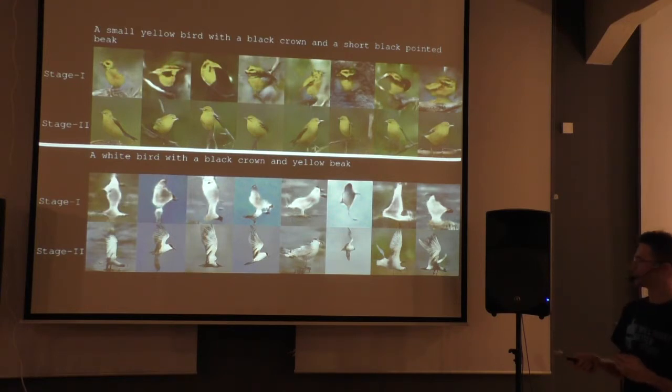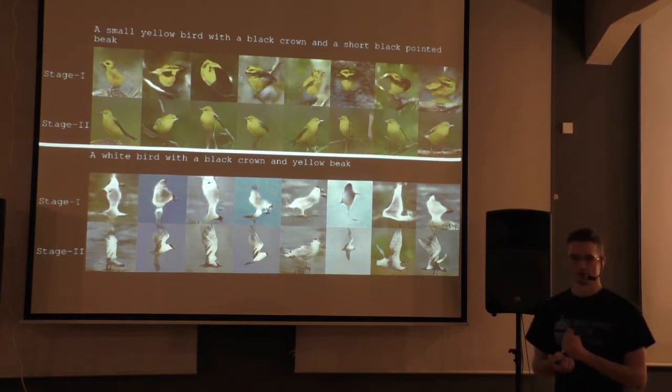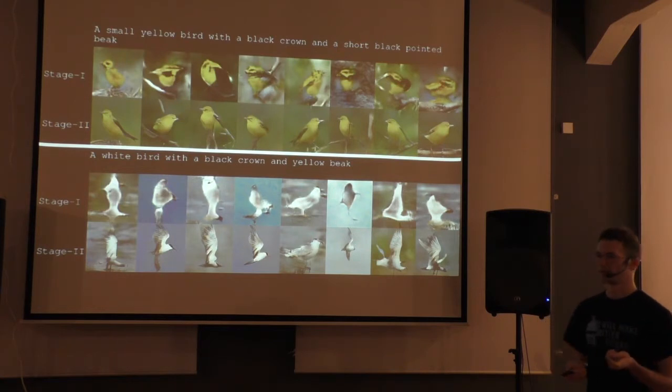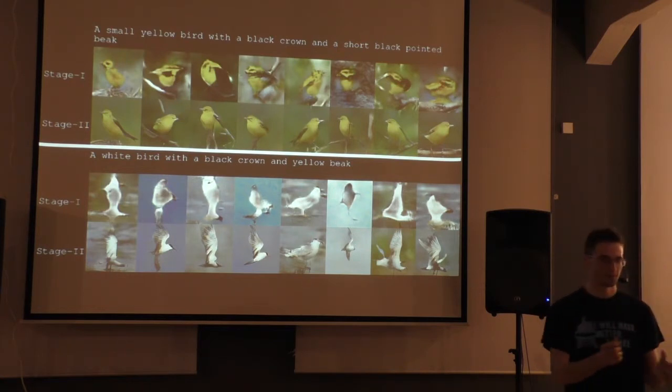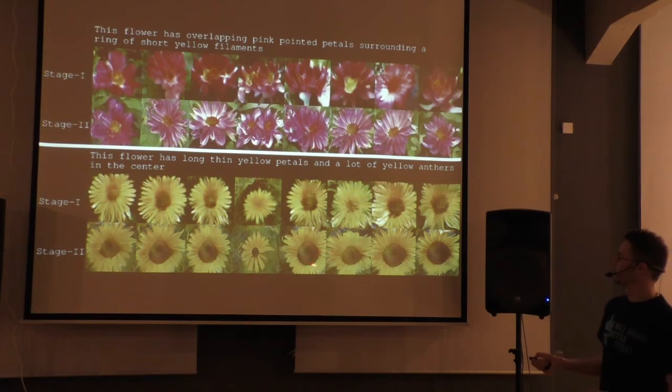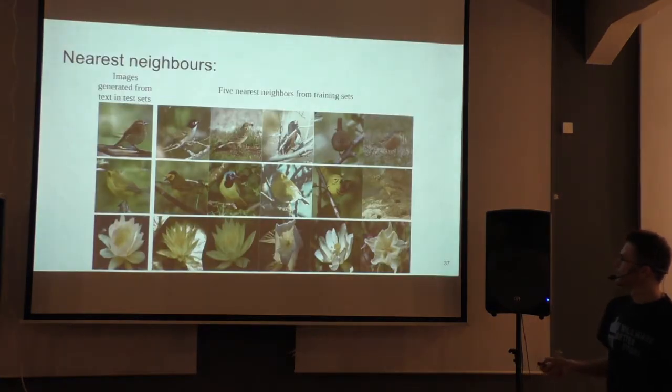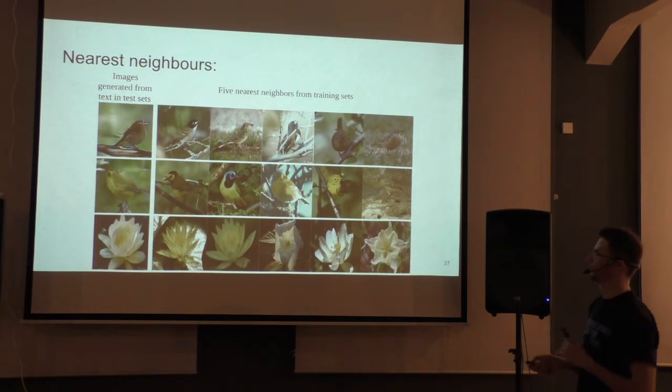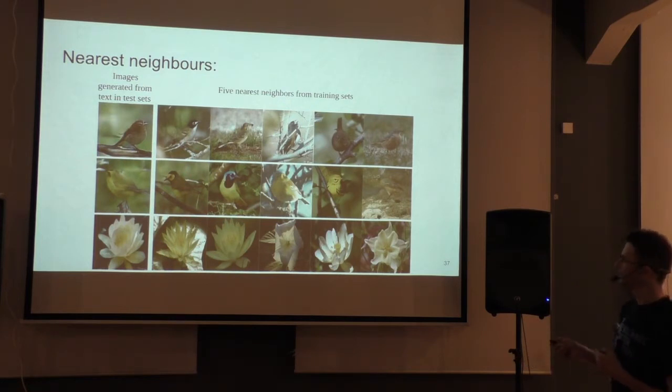What is interesting is that this method doesn't have a strong mode collapse. So it means that for the same description, you get a different bird from a different angle, viewpoint. Yeah, this is an example on flowers. And these are nearest neighbors in the training set, and the generated images next to these neighbors.